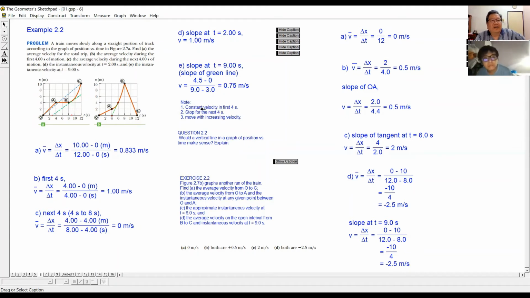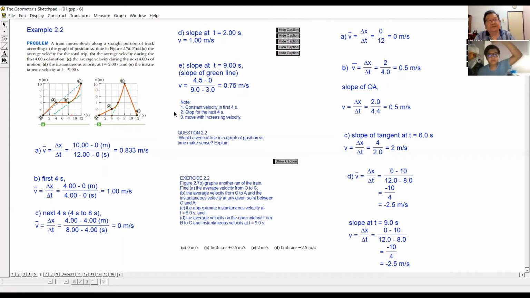Now, first of all, you note that the first part of the journey from O to A is a straight line. Straight line means you travel with constant velocity. Then the next part of the journey from A to B is a horizontal line. Horizontal line means not moving, stop. Then from B to C is a curve. So this part you are moving but not with constant velocity because it's not a straight line. Either the velocity is increasing or the velocity is decreasing.